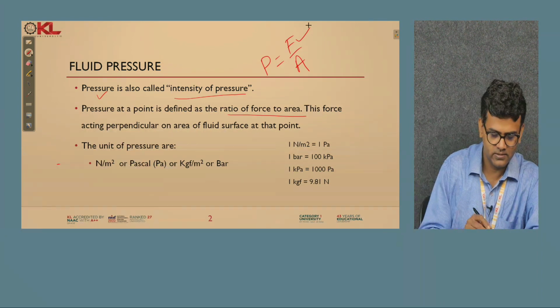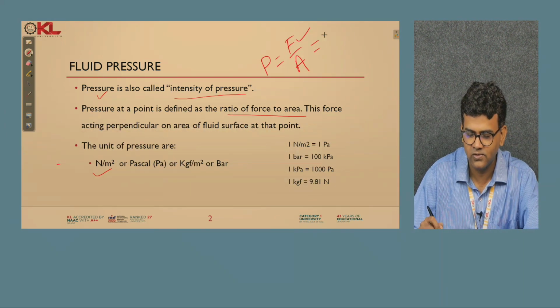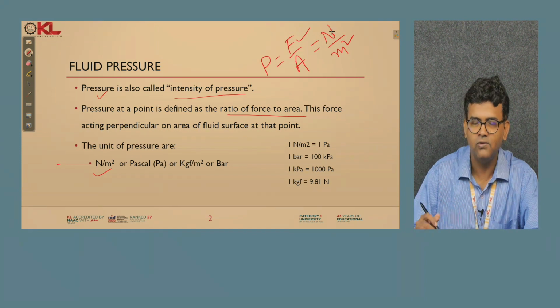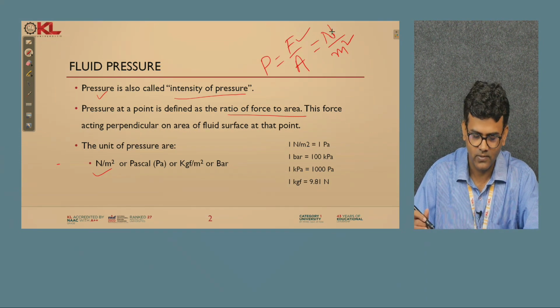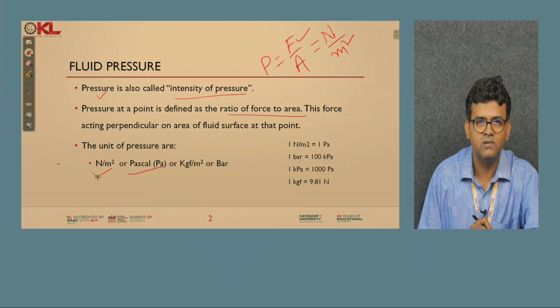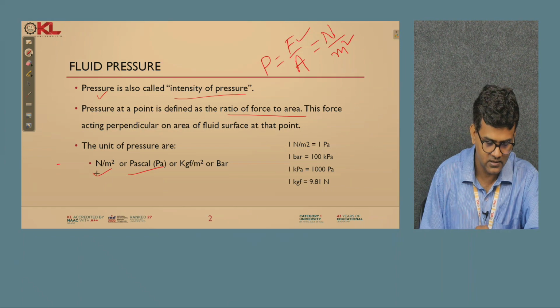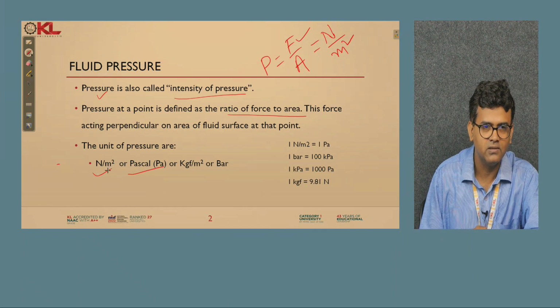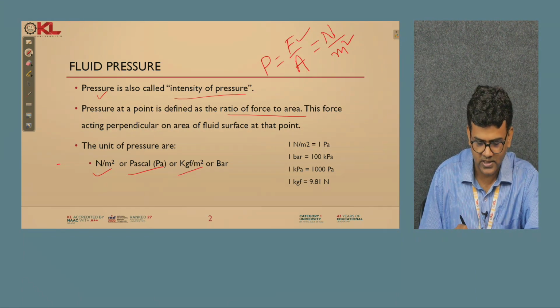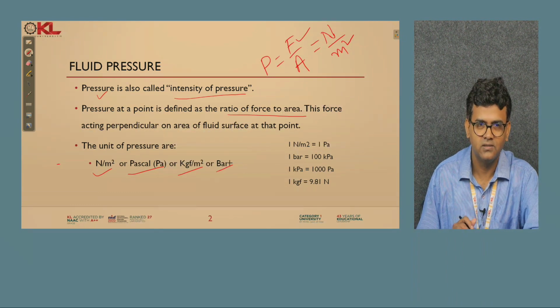What is the unit of pressure? The unit of pressure is Newton per meter square. It is the force per unit area. For the force it is Newton, for the area it is meter square, so Newton per meter square. It is also called the Pascal. So pressure has different units like Newton per meter square or Pascal, kgf per meter square, or bar.